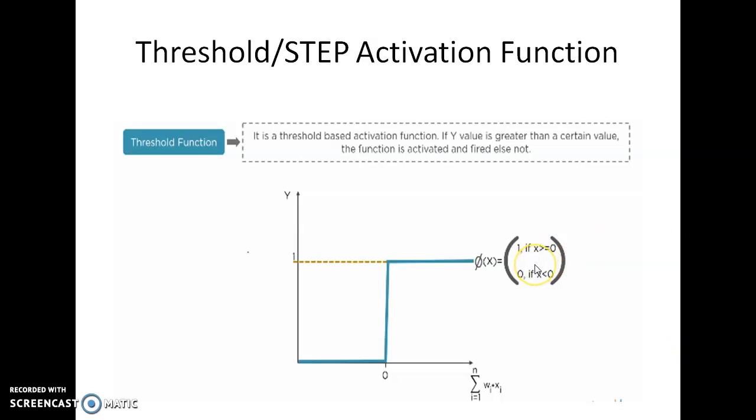The equation for this threshold function is: when the activation value is greater than or equal to 0, the output is 1; when the activation value is less than 0, the output is 0, where x is again the activation value. When we observe this diagram, when the activation value is below 0, the output is 0. Once the activation value exceeds 0, the output rapidly changes from 0 to 1 and stays at 1. So in this case also the output is between 0 and 1.